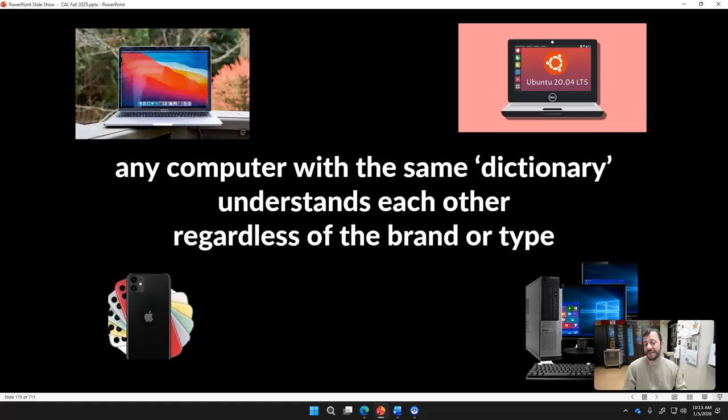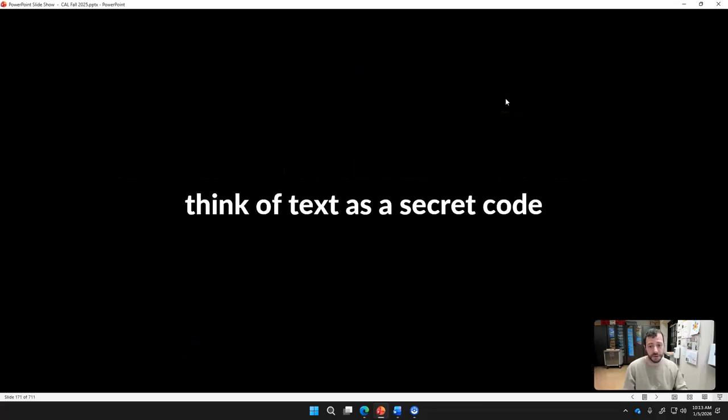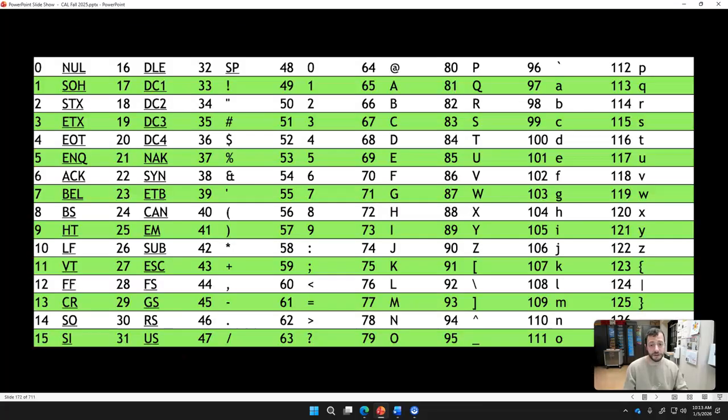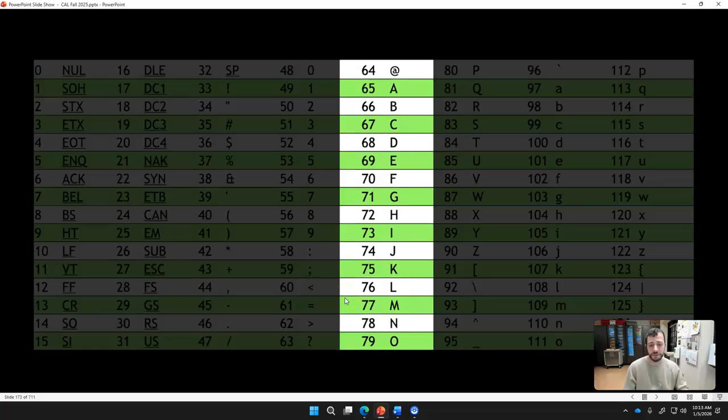Any computer with that same dictionary understands other computers, regardless of the brand or type, which is how an iPhone can talk to an Android or a Mac or even a Linux computer, and that text is like a secret code. So if we look on the table, we can see that the number 65 in binary is assigned the capital letter A, and we can then look up all other values.